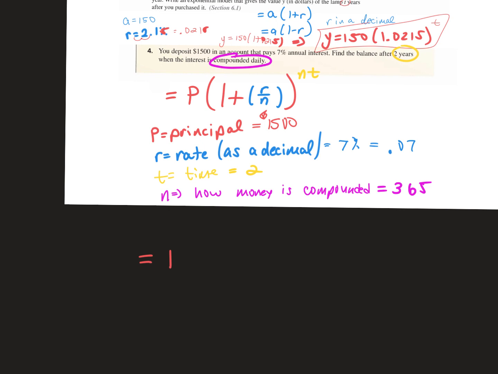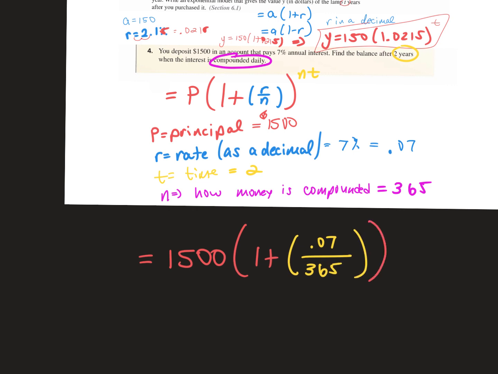So I have 1,500 times 1 plus, you got to put this in parentheses, your rate, which is 0.07, divided by 365. Close that parenthesis. Close that parenthesis. And then when you raise it, you need to put that in parentheses, most of you, in your calculator. So it'd be 365 times 2. Now, if you don't get the same answer that everybody else does, we'll talk about this. It's just a matter of getting your work done.